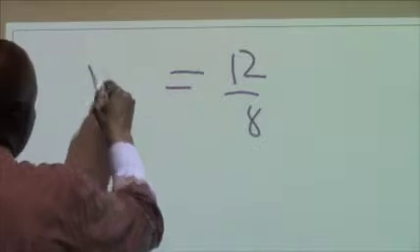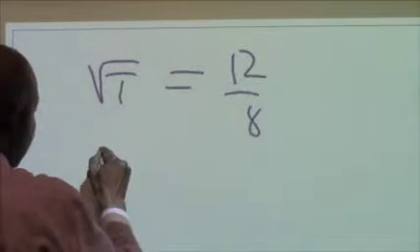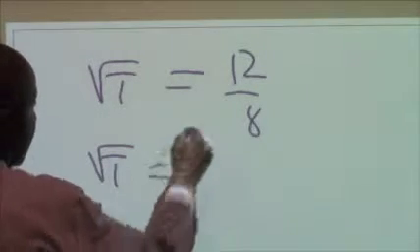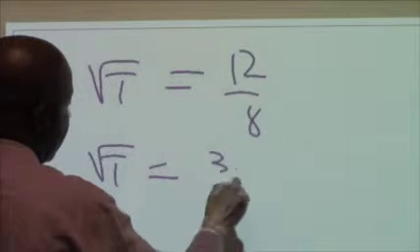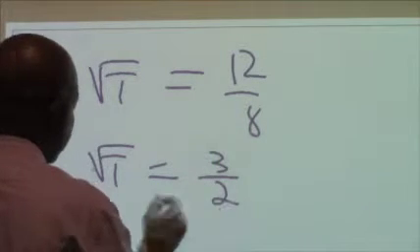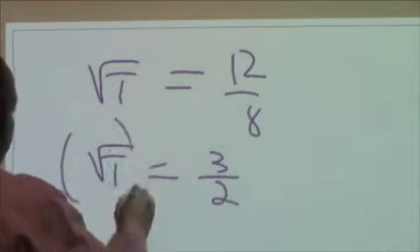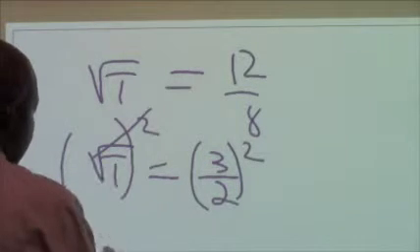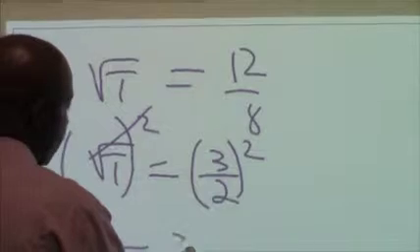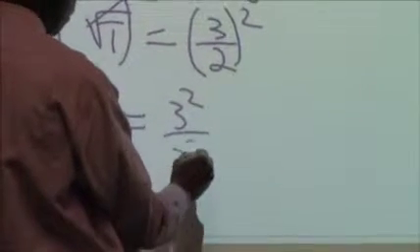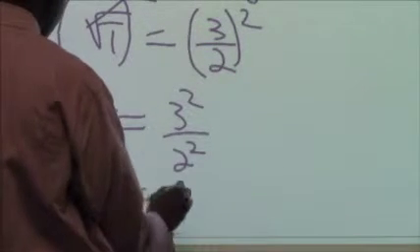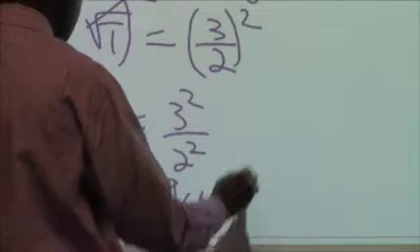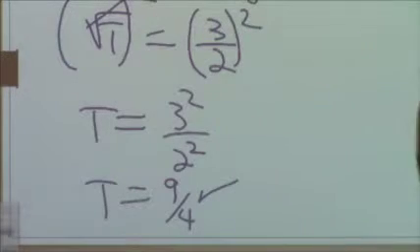So we have the square root of t is equal to 12 over 8. Well, we can simplify that. Divide this by 4, you get 3. Divide this by 4, you're going to have 2. So now we can square this and then square this. So that would cancel. T would be equal to 3 squared over 2 squared. So t would be equal to 9 over 4.